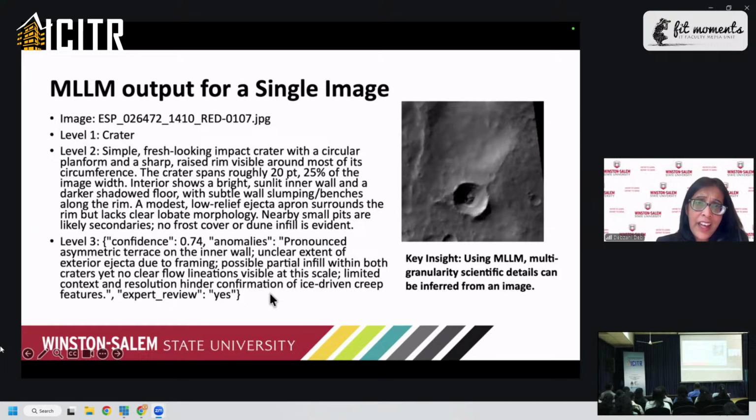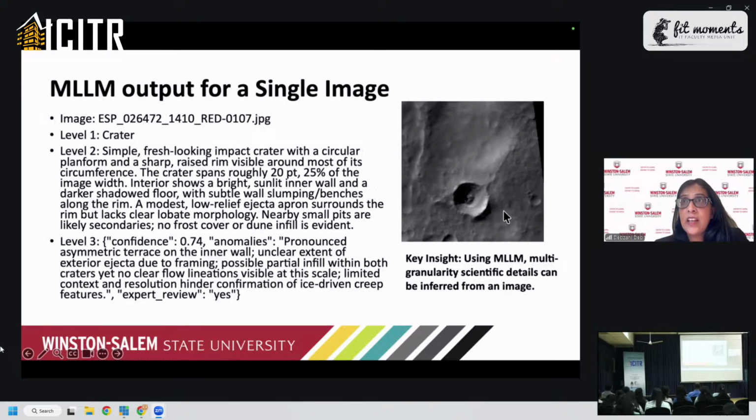Let me give you an example of what the MLLM generates as output for a single image. When we present this particular image, which has an ID, and later I will give you the dataset where this image is coming from, level 1 has been generated as a crater, correctly. As for level 2, you can see that it identifies detailed features, for example, circular shape, circular raised rim, spans about 25% of the image.